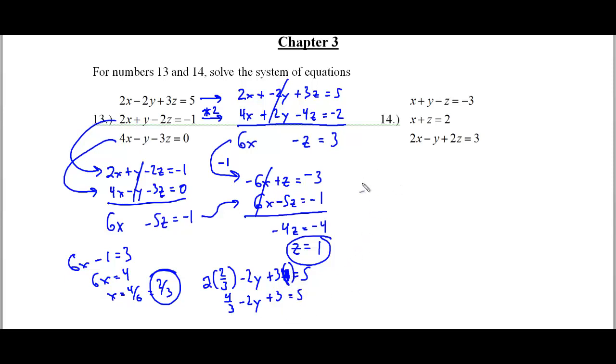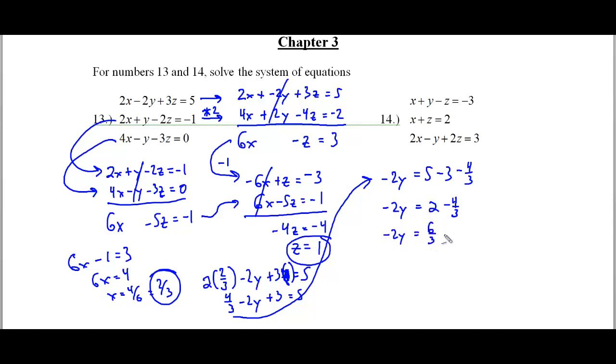I'm going to kind of creep over here a little bit with my work, so I'm just going to drag it over. So now what I have is negative 2y is equal to 5 minus 3 minus 4 thirds. So negative 2y is equal to 5 minus 3, which is 2, minus 4 thirds. If I'm not using a calculator, I can get common denominators here. So to put this over 3 is going to be 6 thirds minus 4 thirds, because that's what 2 is rewritten as thirds. So negative 2y is equal to 2 thirds, positive 2 thirds in this case.